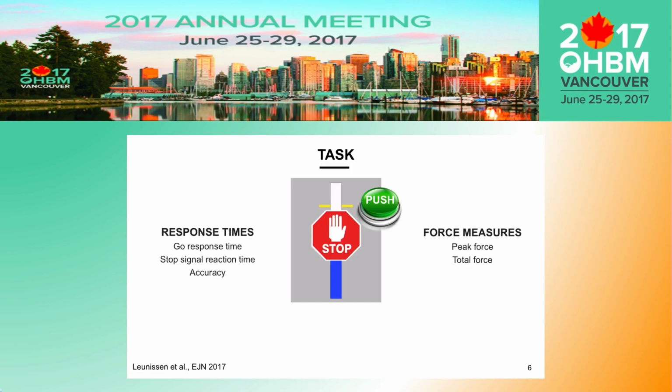We evaluated the effect of the stimulation on both force measures, so the force that was used to press the button, and response times. Important to know is that the stimulation was in an intermittent fashion, meaning that 2.5 seconds before this indicator started filling up, the stimulation was turned on and remained on for 5 seconds. After that, 1 or 2 trials followed where no stimulation was given. And this was repeated throughout the experiment.